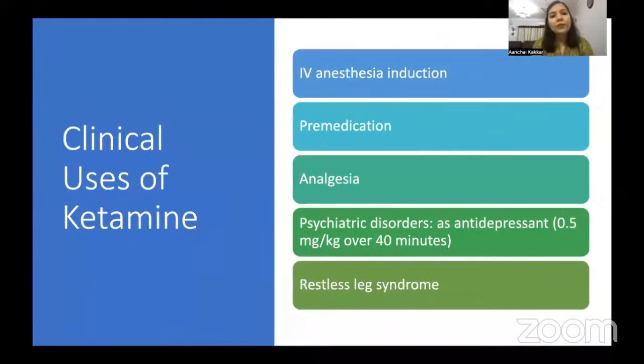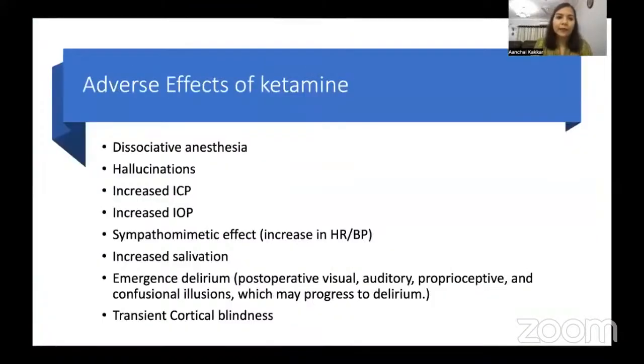So clinical uses of ketamine are as an IV anesthesia induction agent, as a pre-medication, as an analgesic, and for psychiatric disorders, as an antidepressant in the dose of 0.5 milligram per kg over 40 minutes. This, along with restless leg syndrome, has come up as a new clinical use of ketamine.